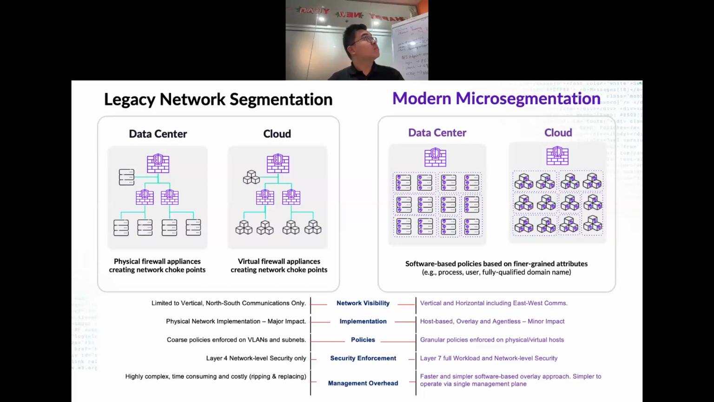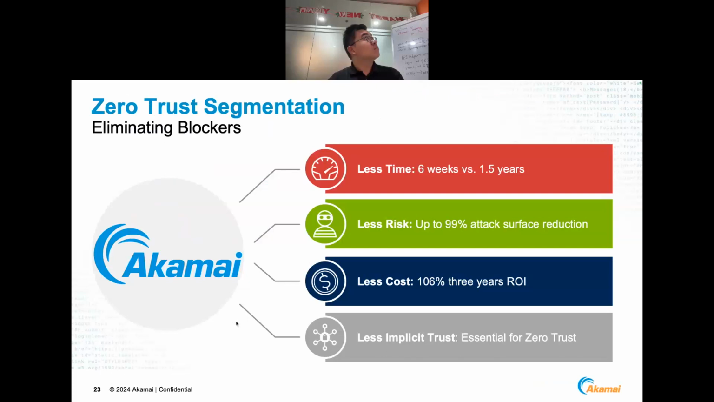Okay, and then lastly, of course, it's easier to implement, a lot faster, and they don't have to worry about so many different problems that they have with the legacy method. And then they can see everything in a single pane of glass, right? When you have a modern microsegmentation, especially talking about our Guardicore microsegmentation solution, those are the benefits that you can highlight to customers.